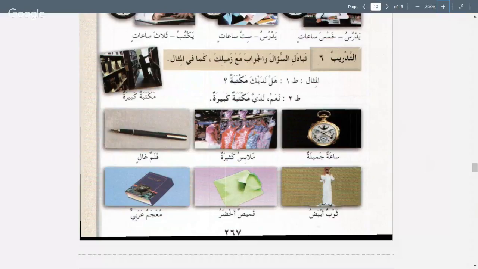Let's go through those so those that aren't here today know what they are. Sa'atun jamilatun, a beautiful watch. Malabasun kathiratun, a lot of clothing. Qalamun ghalan, an expensive pen. Thobun abiyadu, is a white thobe. Hamisun akhtaru, a green shirt. And Mu'ajjamun Arabiyun, an Arabic dictionary.